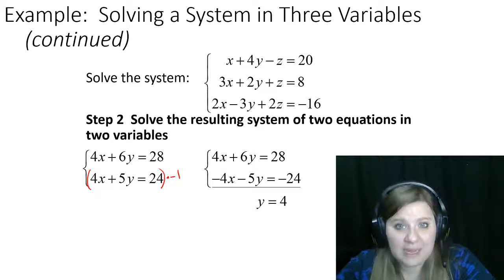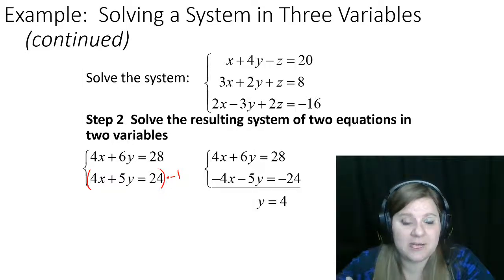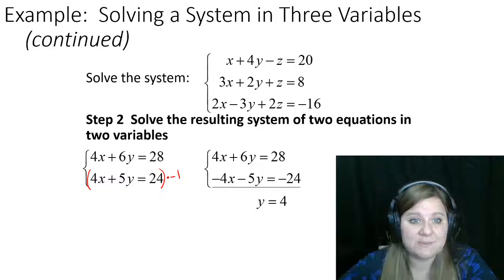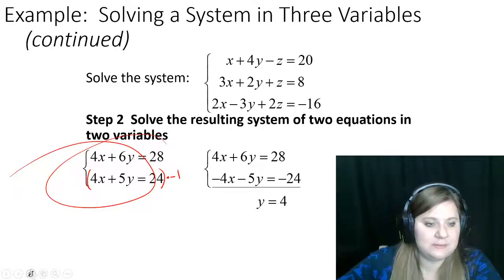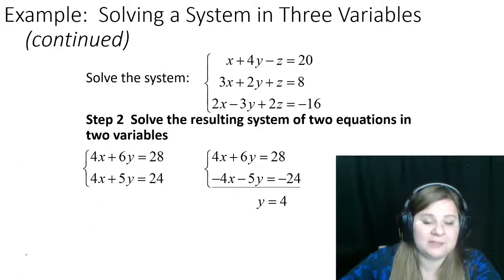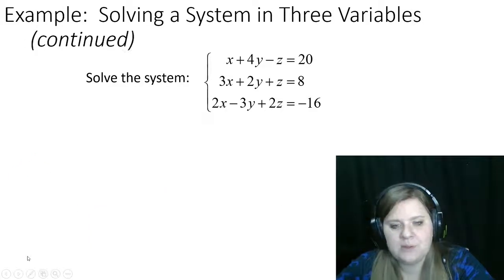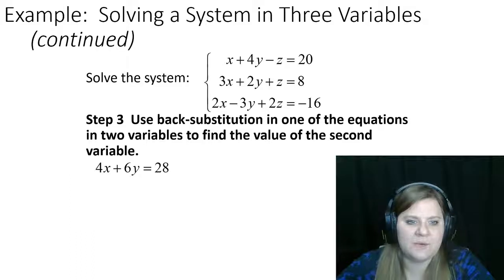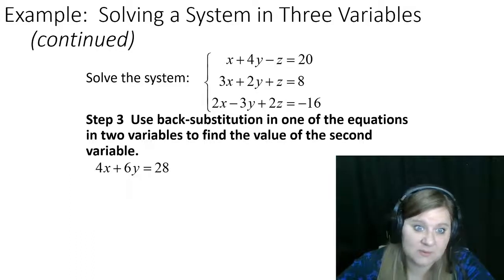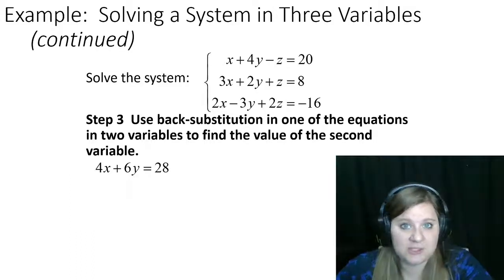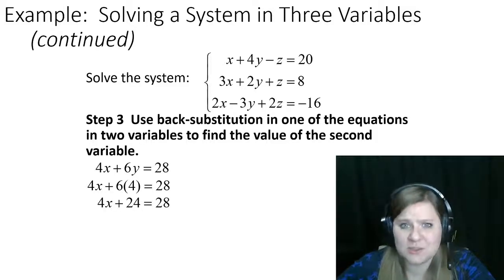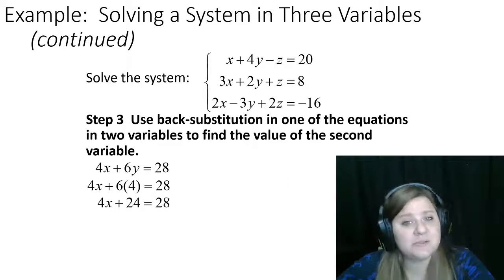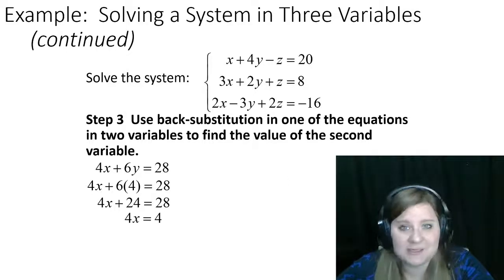Now, once I know my y, I can find my other letters. I'm going to start by finding my x, because that was the letter that was in these equations. That's probably the easier method. So I'm going to plug y equals 4 into 4x plus 6y equals 28, one of the equations I had for my simplified system, and I get 4x plus 24 equals 28. I subtract 24 from both sides and divide by 4, and I get x equals 1.